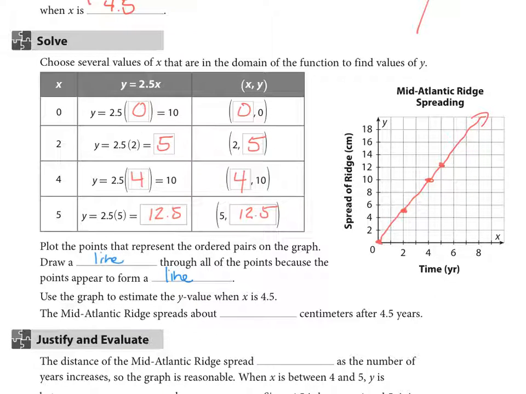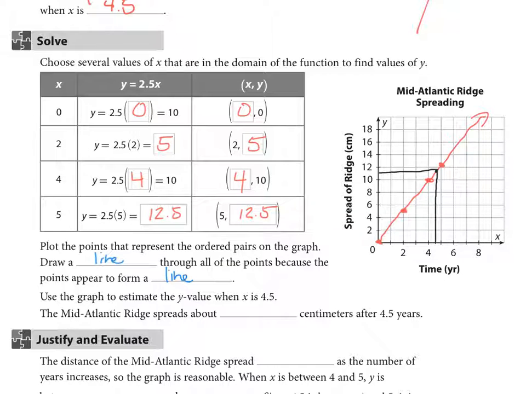So again, I go right here to 4.5 and I go up, using a vertical line. I'm going to draw a vertical line here from 4.5 and go up. And if I go up, I get right here on the graph. So I go straight across, draw a horizontal line across, and you see it's a little bit higher than 11.